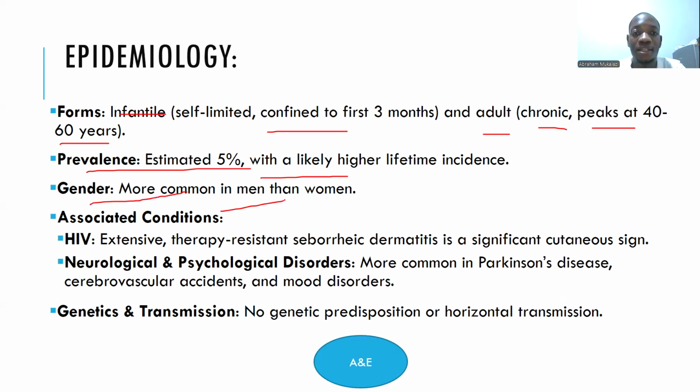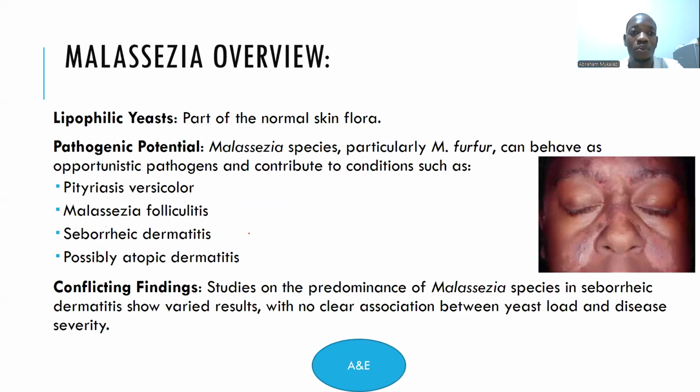It is more commonly seen in men compared to women, and it has also been associated with HIV and other neurological and psychological disorders like Parkinson's disease, as well as cardiovascular accidents like strokes and mood disorders like mania, depression, and anxiety. There's a thinking that there's genetic involvement, but up to date there's no confirmation. So currently we say there's no genetic predisposition or even any horizontal transmission from maybe parents to their children.